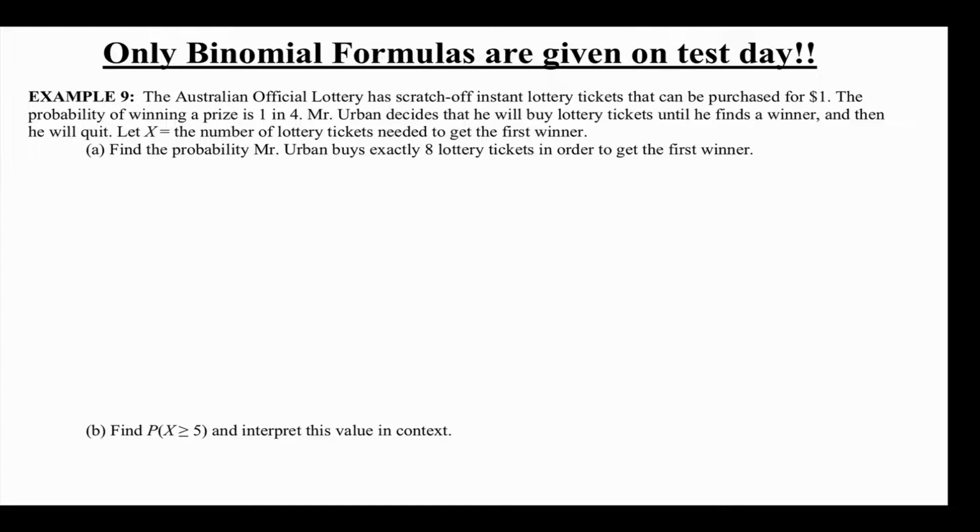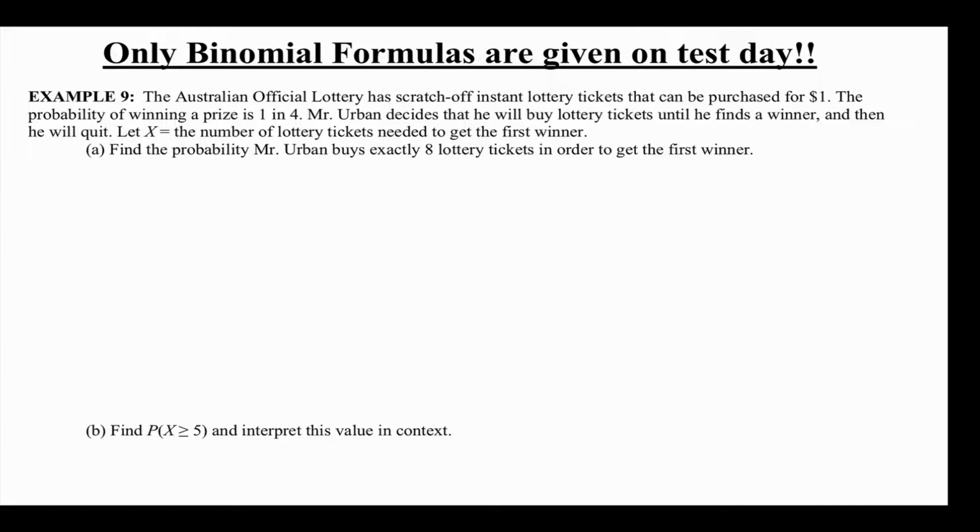The question says, what is the probability that the first ticket's a loser, second ticket's a loser, third, fourth, fifth, sixth, seventh ticket's a loser, and on the 8th, he wins. They're asking for that probability. That's geometric, so that's how you kind of know. There is no fixed number. It's go until you win or go until something different happens, right? So you still have a P, you still have a K, but you don't have an N, because there's no fixed trial.